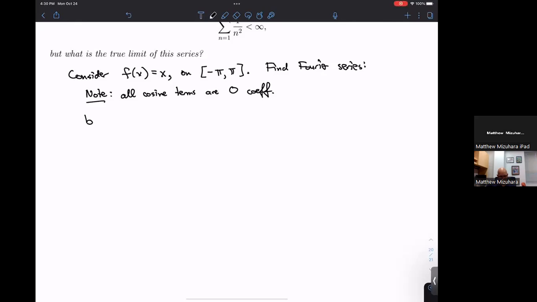So the sine coefficients should be given by 1 over L times the integral from minus L to L of f of x times sine of nx dx. Okay, so I'm just plugging in my formula for the coefficients of the sine series. And what do we get when we plug this in? Well, again, let me skip the dirty details. This is all integration by parts.